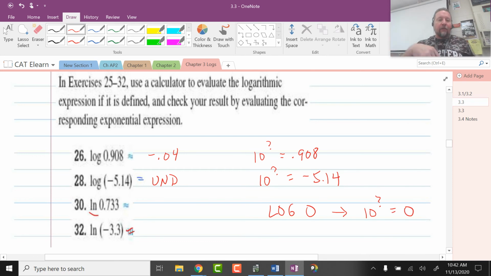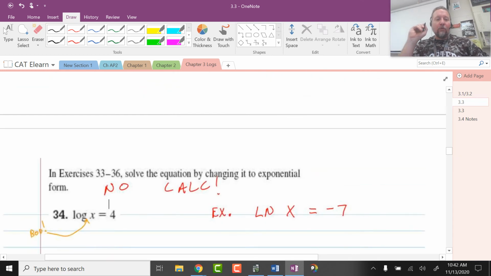Okay, so that's another time the calculator will shut down. You go ahead and press your own little buttons. ln of 0.73 does give you an answer. ln of a negative does not, because you can't take e to a power and get a negative number. It's impossible.